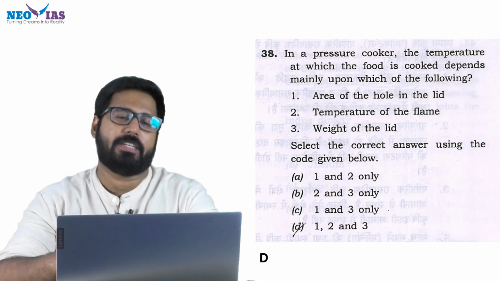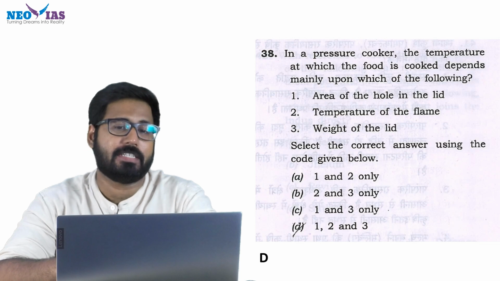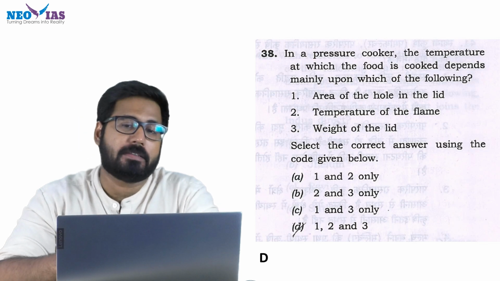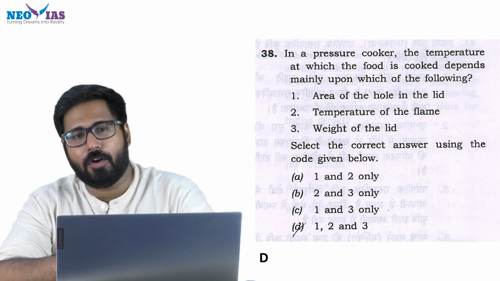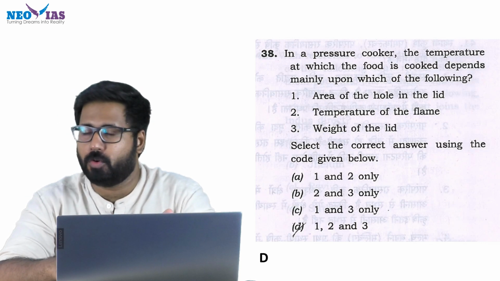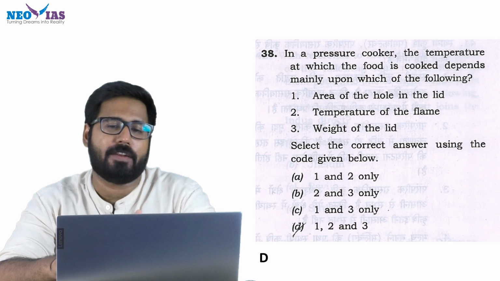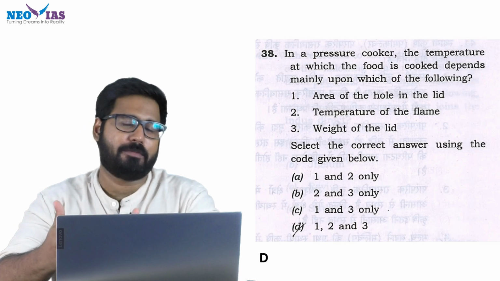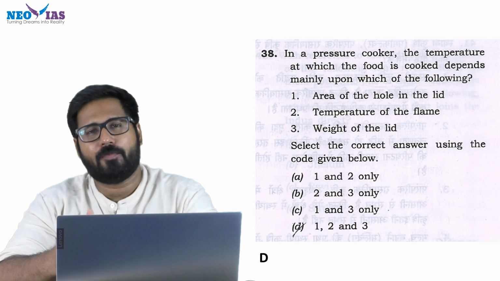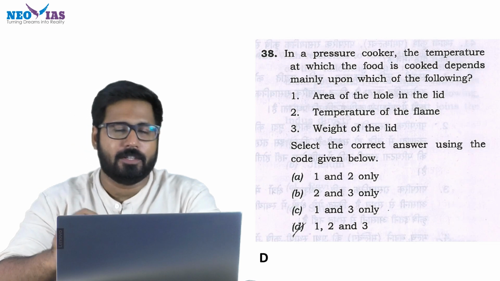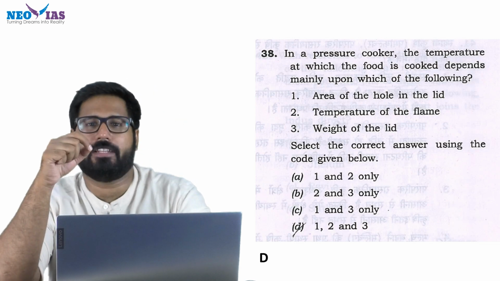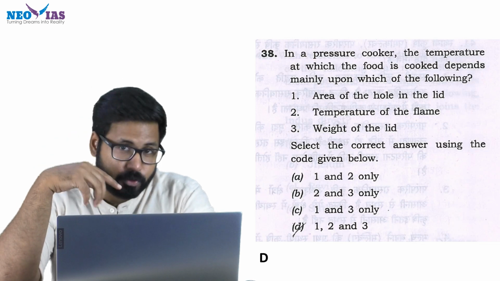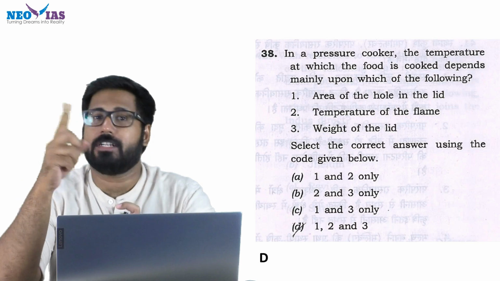Now coming to the next question, which is a very simple straightforward question. In a pressure cooker, the temperature at which the food is cooked depends mainly upon which of the following? So we have the area of the hole in the lid, the temperature of the flame, and finally the weight of the lid. I don't know if I should explain this too much. It's very simple. Obviously, when you take a pressure cooker, you all know there is a whistle hole there, from which the excess pressure which is built inside the pressure cooker is released.